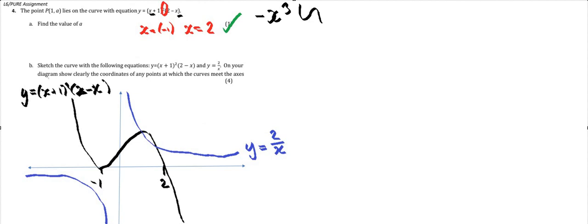And now we want a diagram that clearly shows the coordinates of any point at which the curves meet the axis. We know that 2 over x doesn't meet the axis. We know that our cubic does. Now the only thing that's left is our cubic does hit the y-axis. Okay, so where does it hit the y-axis? Well, it hits the y-axis where x equals 0. So the y-intercept is where x equals 0.